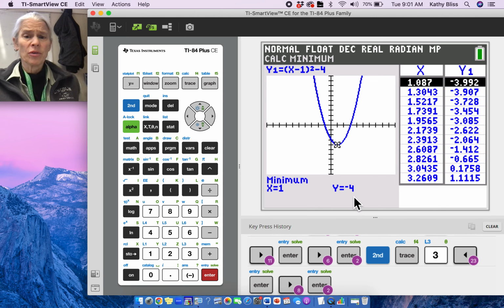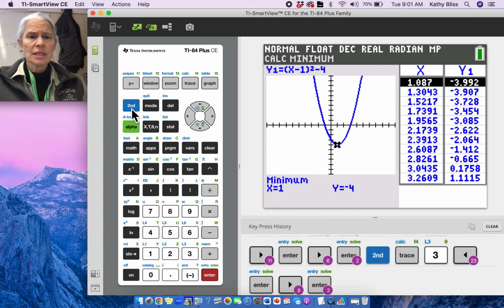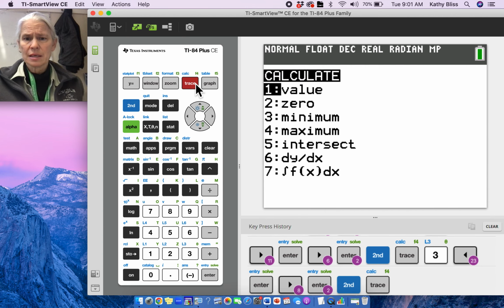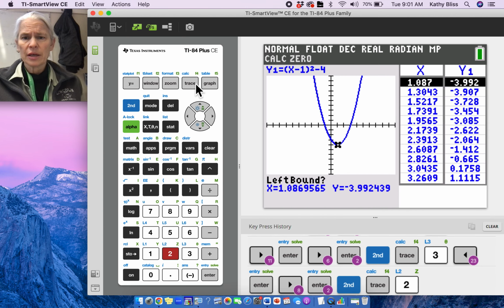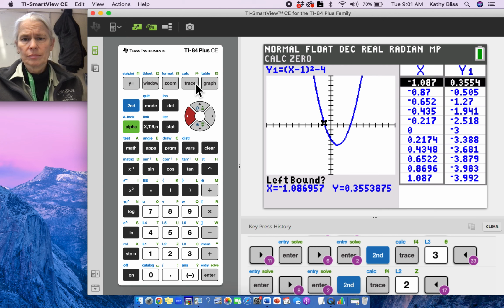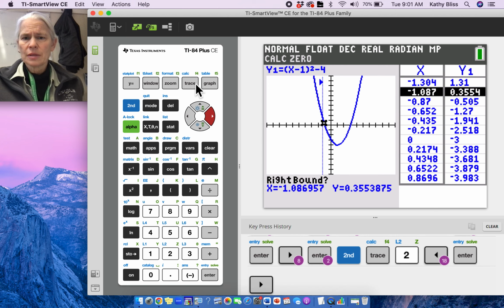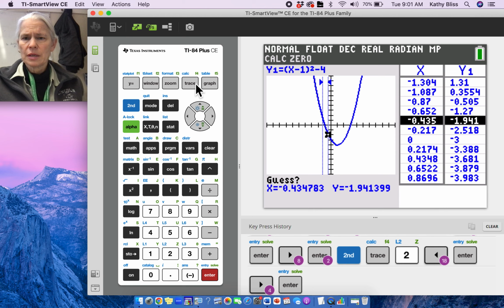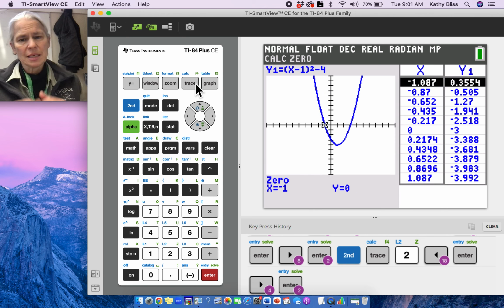Sometimes you get weird values. Like, let's do the 0 over here. The last time I did this, it gave me a funky value. So I'm going to do left bound. This is just more practice. So there's the left bound, and then I'm going to go right bound, and then I hit enter. But this time it didn't.